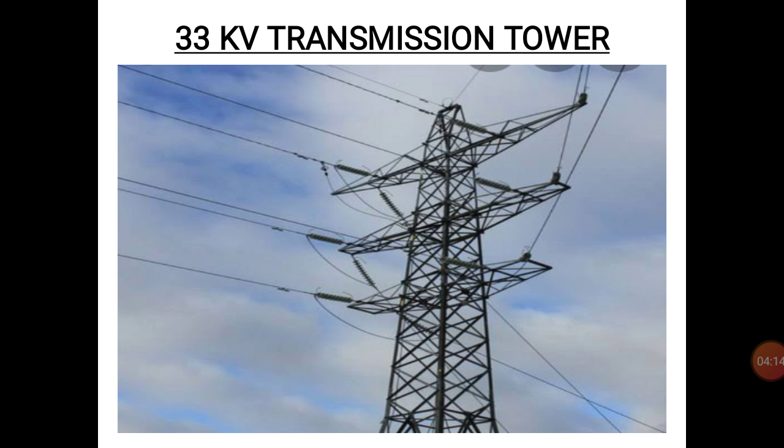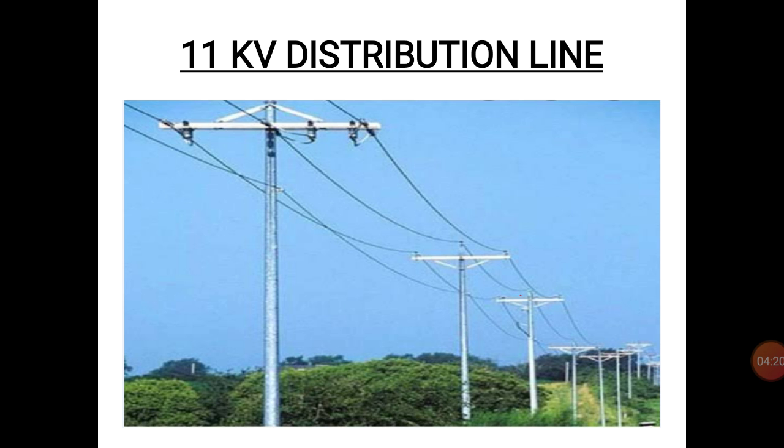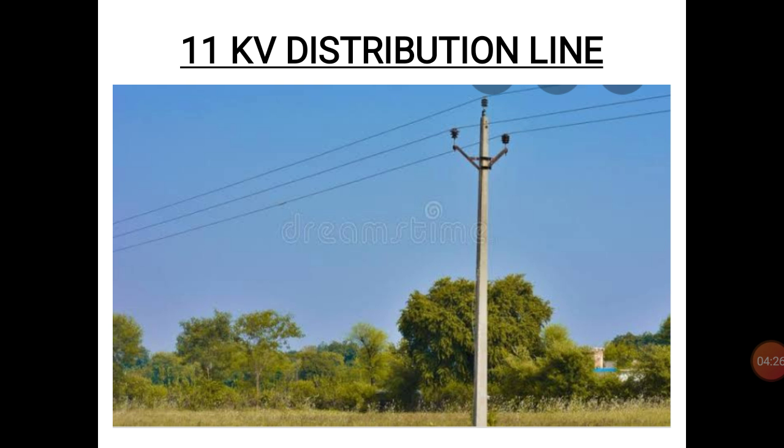This is a 33 kilovolt transmission tower. This is an 11 kilovolt distribution line. Now the power reaches the H poles that we observe near us.